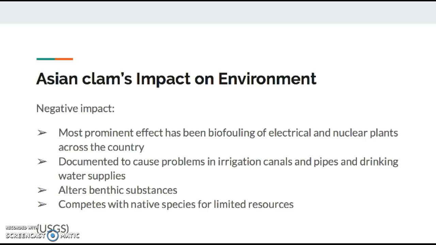The Asian clam's impact on the environment. It has a negative impact, of course, and its most prominent effect has been biofouling of electrical and nuclear plants across the country. It is documented to cause problems in irrigation canals and pipes and drinking water supplies. It alters benthic substrates, and it also competes with native species for limited resources.